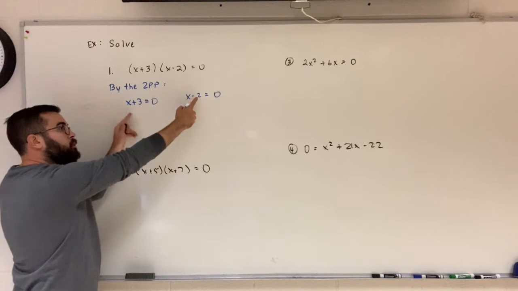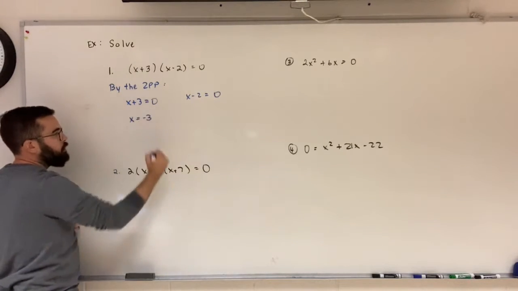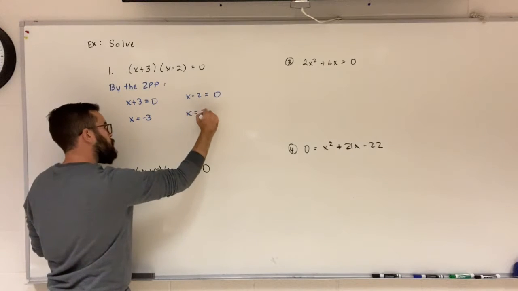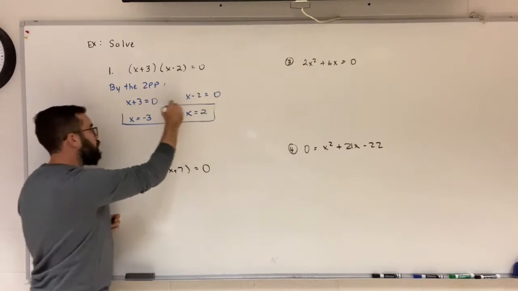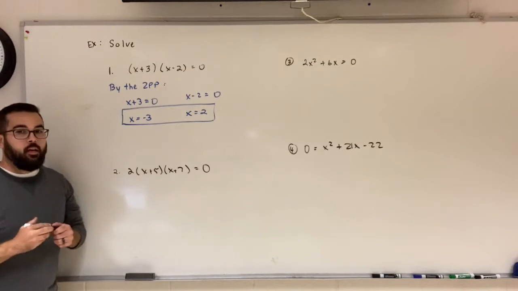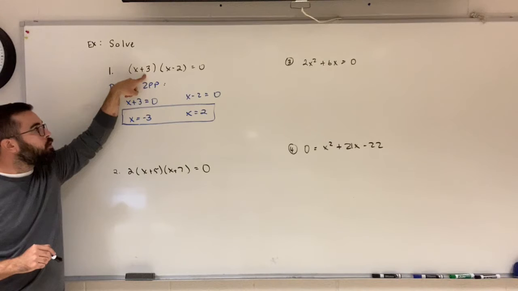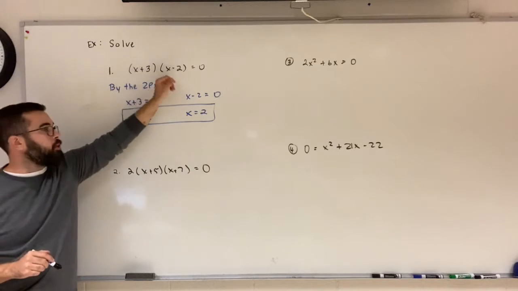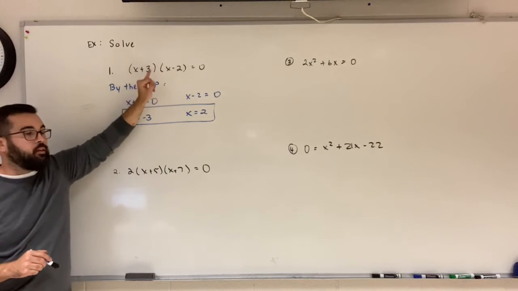All right, then we just solve these 2 equations separately. All right, and there's our solutions. If x is negative 3, it makes this first quantity 0. Doesn't matter what the second quantity is if you plug in negative 3, because 0 times anything is 0.